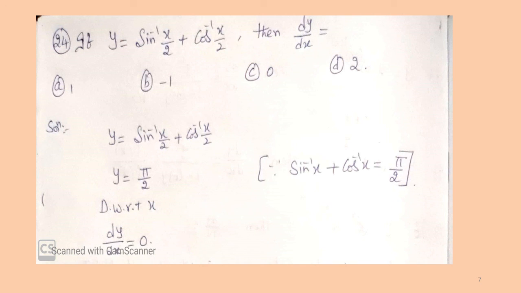Now 24th: if y equals sin inverse x by 2 plus cos inverse x by 2, then dy by dx equals, options 1, minus 1, 0, 2. Here y equals sin inverse x by 2 plus cos inverse x by 2. We have a standard result for this, so the value of sin inverse x by 2 plus cos inverse x by 2 can be taken as pi by 2. So differentiating with respect to x, dy by dx will be 0. Differentiation of a constant is 0.